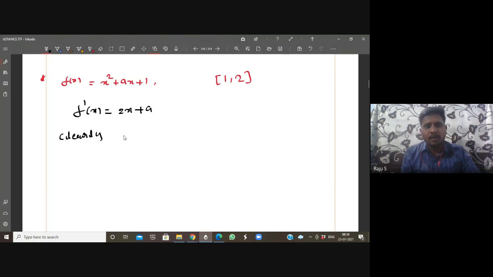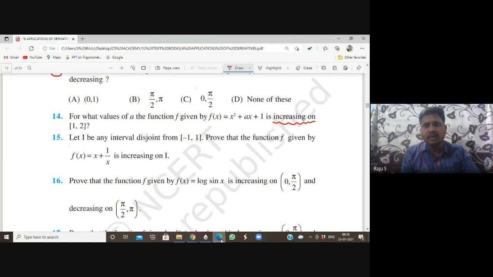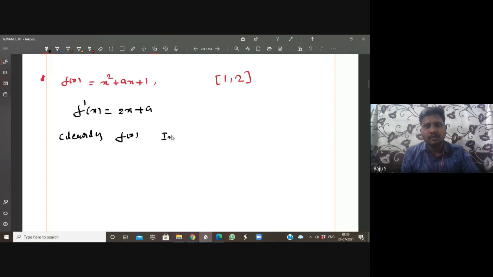Clearly, what about f of x, increasing or decreasing in the given question? Increasing. Whenever it is increasing, what about f dash of x? Yes, students, what about f dash of x? Greater than 0, or equal to 0. Increasing alone they mentioned, so greater than or equal to 0. Fine. So which implies?